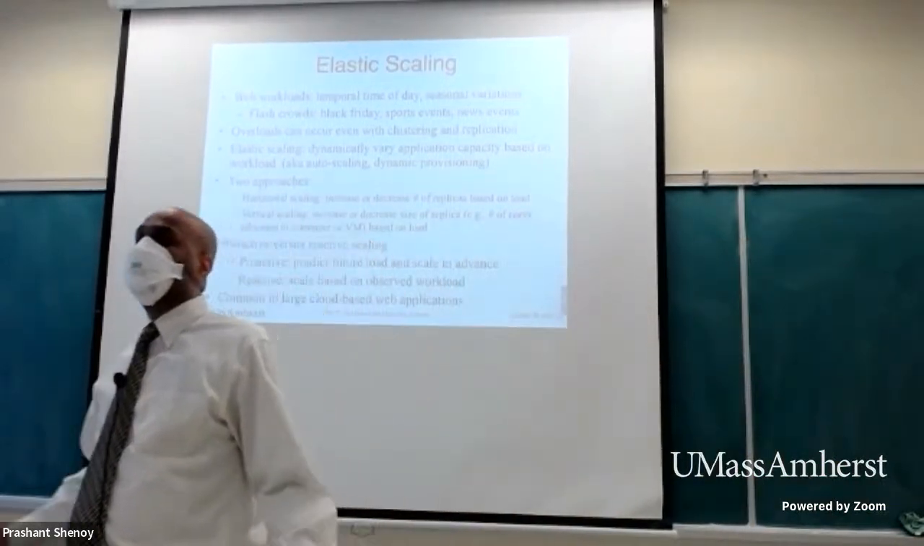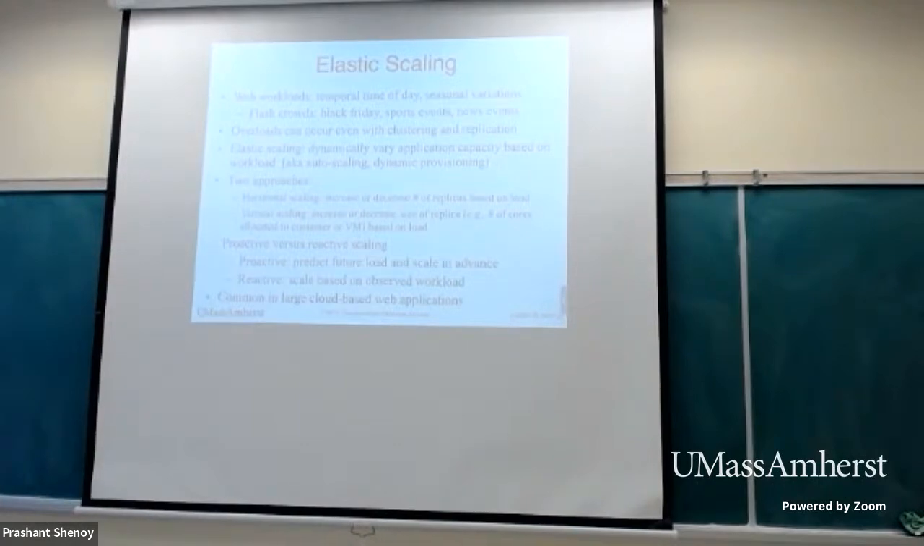Horizontal scaling means you vary the number of replicas as the workload goes up or down. If it goes up, you add more replicas. If it goes down, you terminate some replicas. Okay, it's called horizontal.